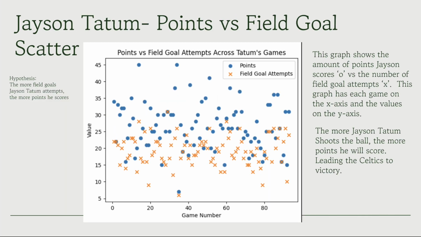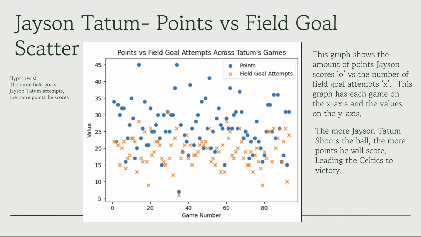Alright, so next we're going to look at a scatter plot that shows the points Jayson Tatum has versus the number of field goals he attempts. Importantly, this scatter plot has two values, the points in the circles and the field goal attempts in the x's, and the y-axis is the value and the x-axis is the game number.